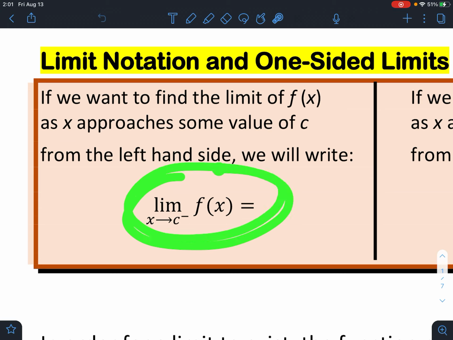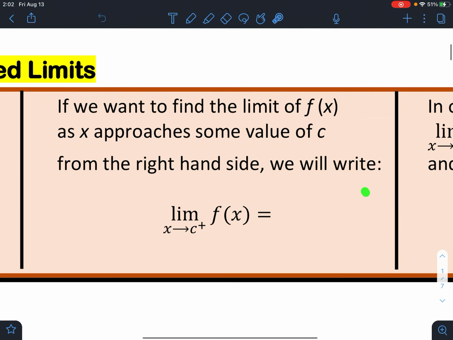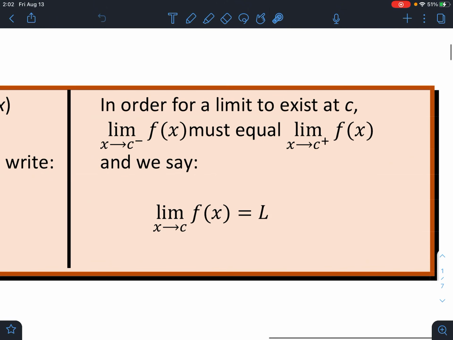Okay, it looks almost exactly the same as a normal limit. The only difference is this little negative sign here in the superscript. Okay, so we say the limit as x approaches c from the left of the function. Same thing is true if we want to approach the c value from the right. The only difference is we change that negative sign to a positive sign. So this would be the limit as x approaches c from the right of the function.